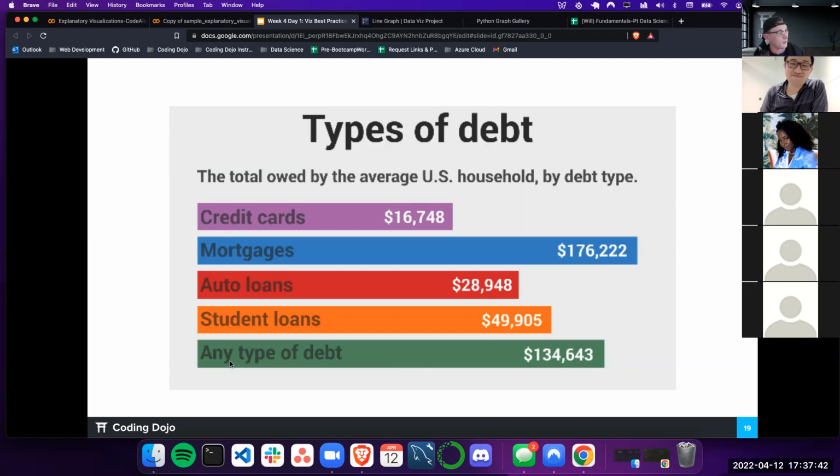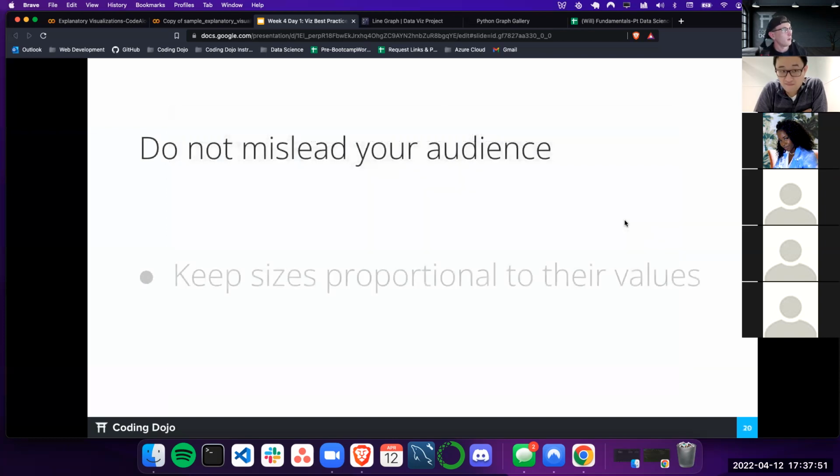The text does not look great. Perfect. Great job, guys. You guys are catching on. Again, we want to make sure we don't mislead our audience. Keep sizes proportional to their values, right?